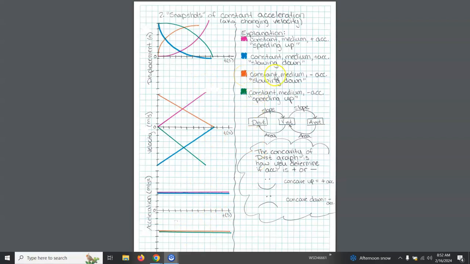The orange graph has a constant medium negative acceleration, and it is also slowing down. So if the acceleration was negative, we would need the opposite sign for velocity, which is positive. See how this orange line starts positively? It's moving in the positive direction.